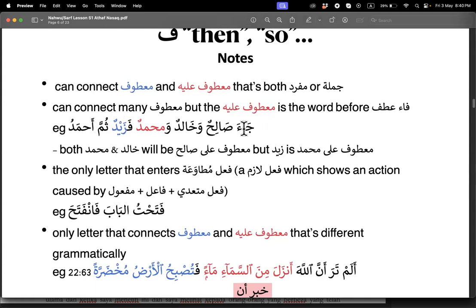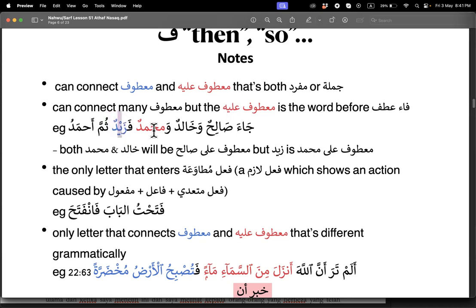So here we have ja'a, fi'il madi; Soleh will be fa'il, yes. Khalid will be maktuf ala Soleh, good. Muhammad will be maktuf ala Soleh, good. Then Zaid will be maktuf. It's still maktuf, okay, but you don't say ala Soleh.